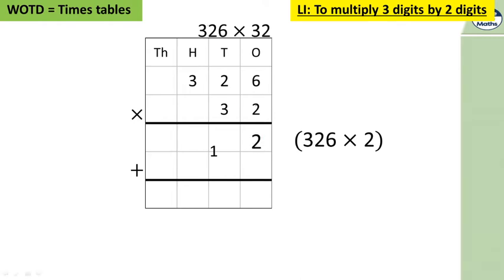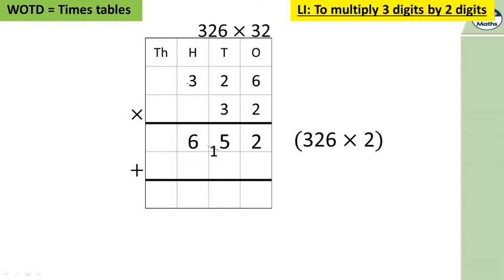Then we have 2 times 2 tens. So 2 lots of 2 tens, which is 4 tens, or 40. And then you have to add 10. So 40 add 10 is 50. Then we have 2 times 300, 2 lots of 300, which is 600. So we've done 326 times 2. The answer for that is 602. Tell yourself what you need to do next.